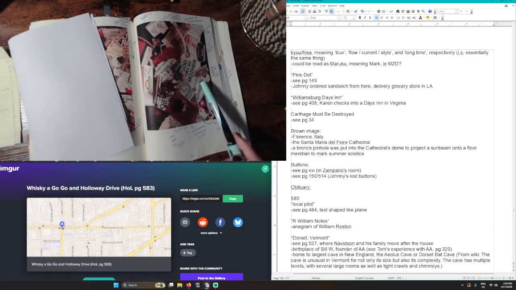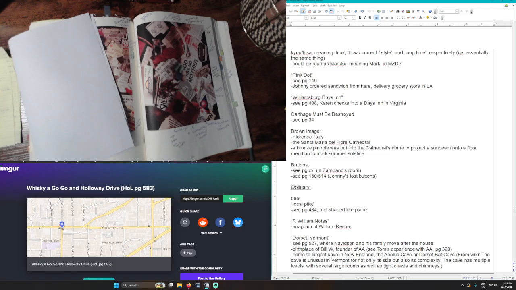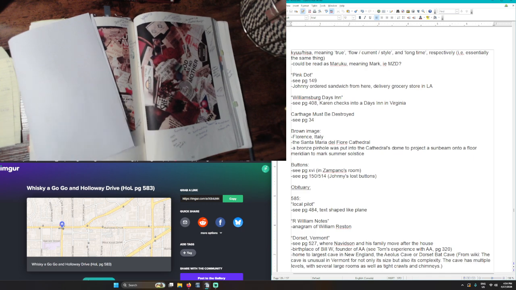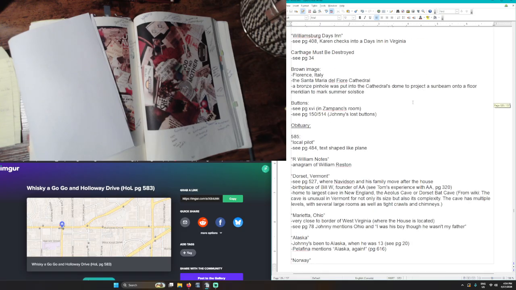We get this phrase down here, Carthage must be destroyed. On page 34, we get that quote not in English. I can't remember what language it's in, but it's not in English. This is the translation. This brown image up here is of Florence, Italy, specifically of the Santa Maria del Fiore Cathedral, which is interesting architecturally. There's a lot of architectural references throughout House of Leaves. There's a bronze pinhole in the cathedral's dome that projects a sunbeam onto a floor meridian to mark the summer solstice.